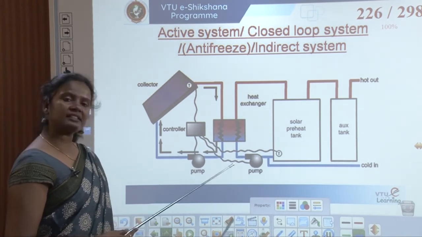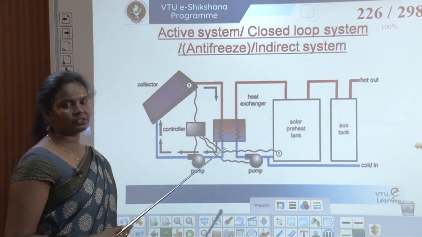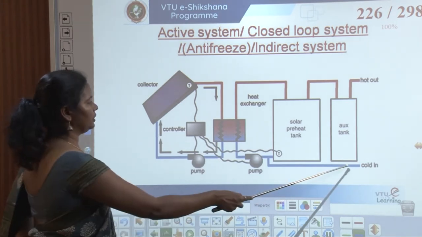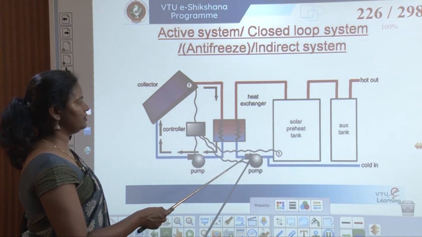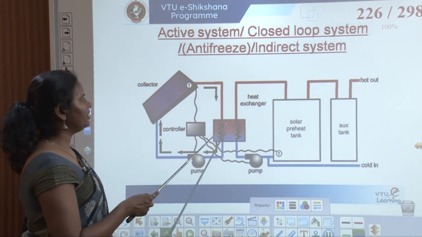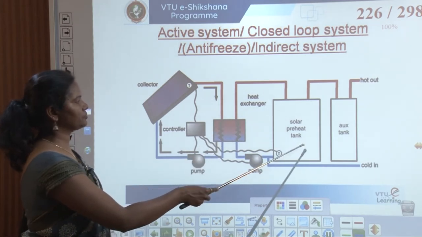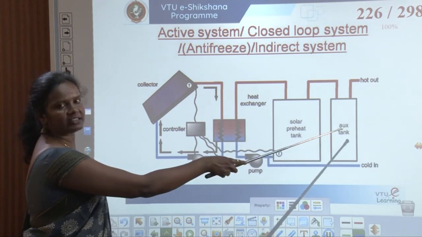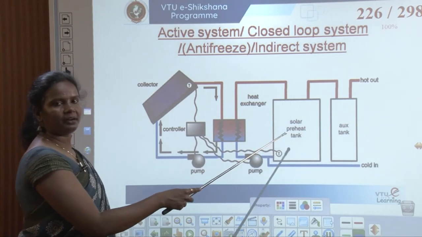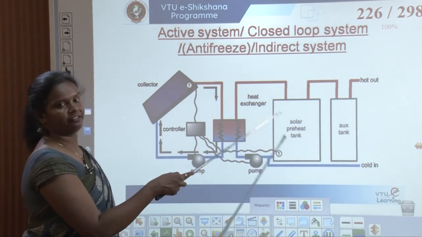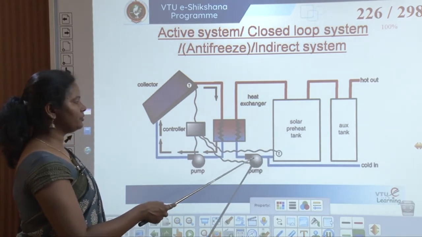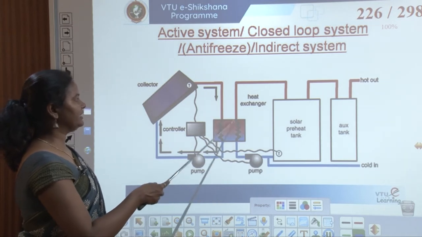Here this is again a forced circulation, a type of forced circulation system. So here we have the collector. The cold water comes to the pump. There is a heat exchanger in between, connected to the solar preheat tank and then the auxiliary heat tank. From this tank the water goes out. Two types of tank can be provided, where if you need anti-freezing of the water, the cold water is supplied to the solar preheat tank and also through the pump it is supplied to the heat exchanger.